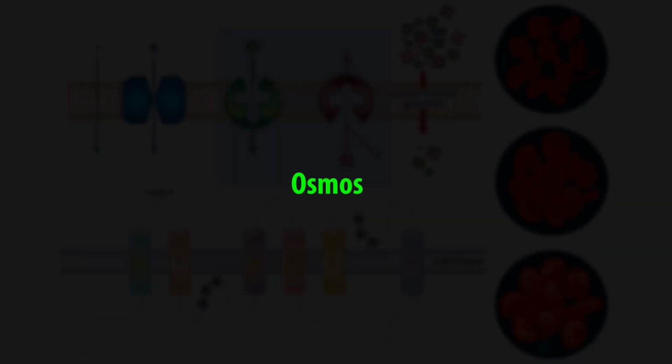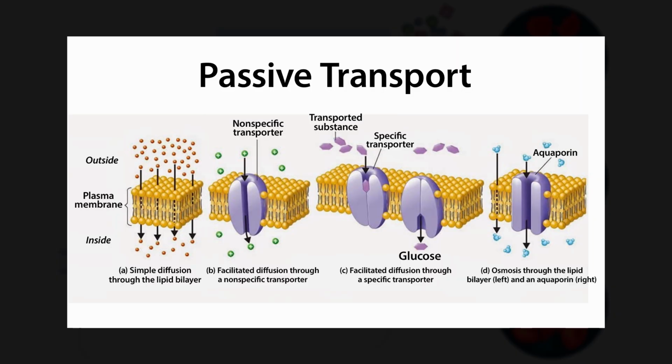The third one is osmosis. Osmosis is the passive diffusion of water across a semi-permeable membrane, moving from hypotonic, that is the low solute, to a hypertonic, which is a high solute solution, driven by osmotic pressure to achieve equilibrium, requiring no energy.